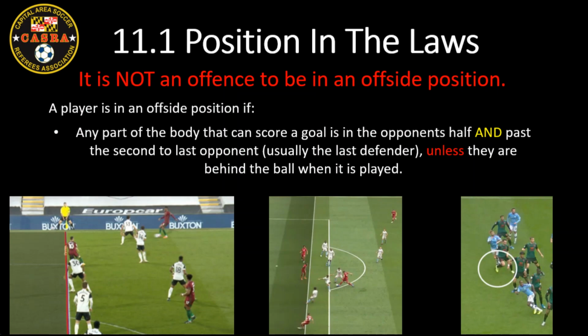In the picture at the bottom left, player number 10 in red is in an offside position because his shoulder is past the second to last opponent, number 30. You can score with your shoulder, so he is offside because of his shoulder. In the middle picture, player in red is offside because his feet are past the second to last opponent. And in the third picture, the second to last opponent's foot is the offside line, and half of the player in blue's body is in an offside position.